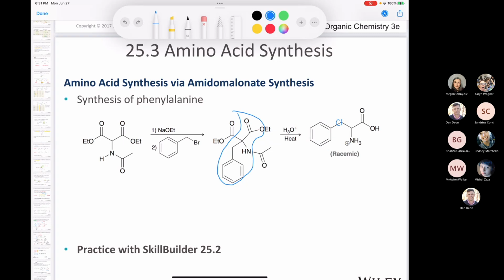So you might recognize that from the list of amino acids that we looked at today. This is racemic phenylalanine. I know it says alanine at the top.